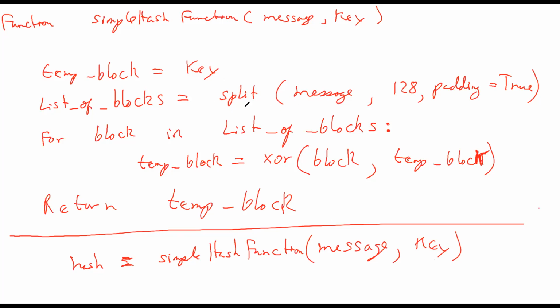We need to define a function called split that takes the message, breaks it into blocks of size 128, and performs the padding. And then after that, we also need to define the XOR operation, which I can't remember right now. I want to say that XOR is a caret symbol in Python. I don't remember exactly, but we will take a look at it at some point later. A question, let's see.